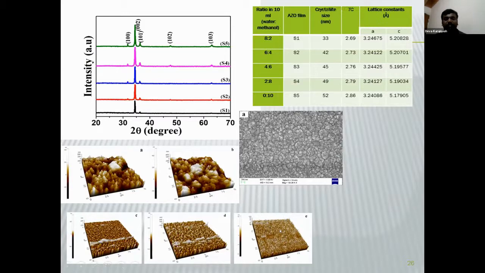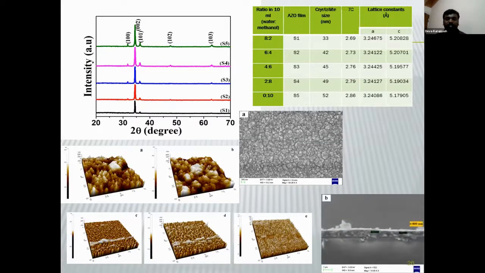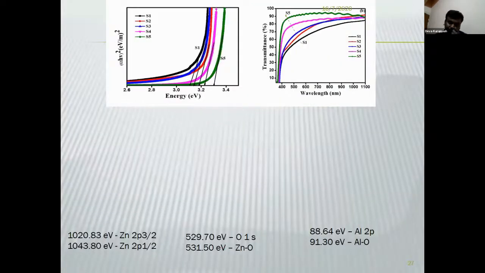This has very low roughness, very high smoothness of the film, which implies enhanced crystalline quality and also improved electrical properties. This is the thickness of the film, which I observed to be around 800 nanometers for the desired film. And this is the band gap, which is very close to the bulk band gap of the material, 3.3 electron volts.